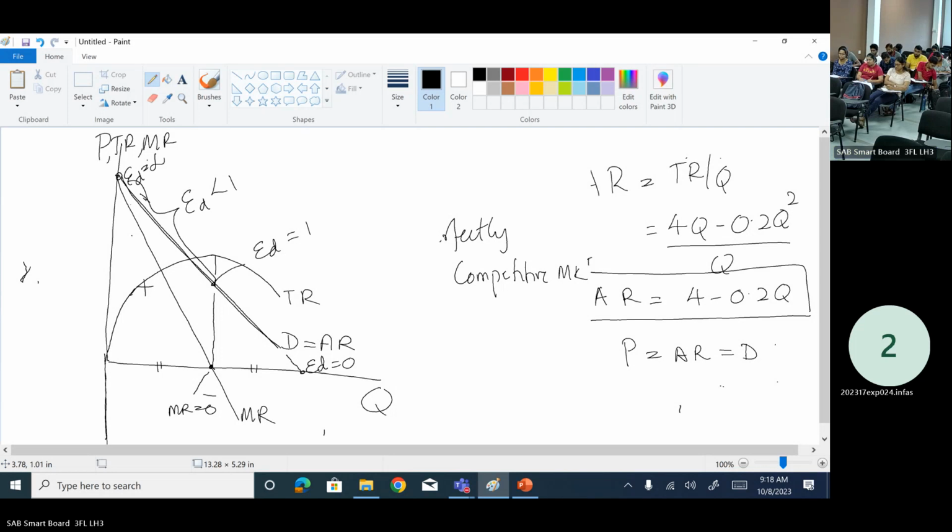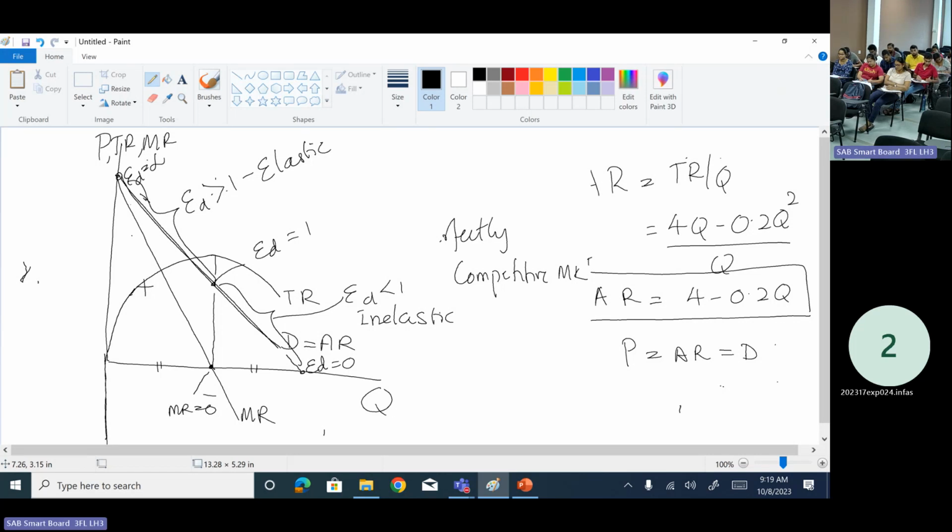greater than what? Greater than 1. That means elastic demand. Between this other area, price elasticity of demand is less than one, inelastic. At the middle point, it equals 1.